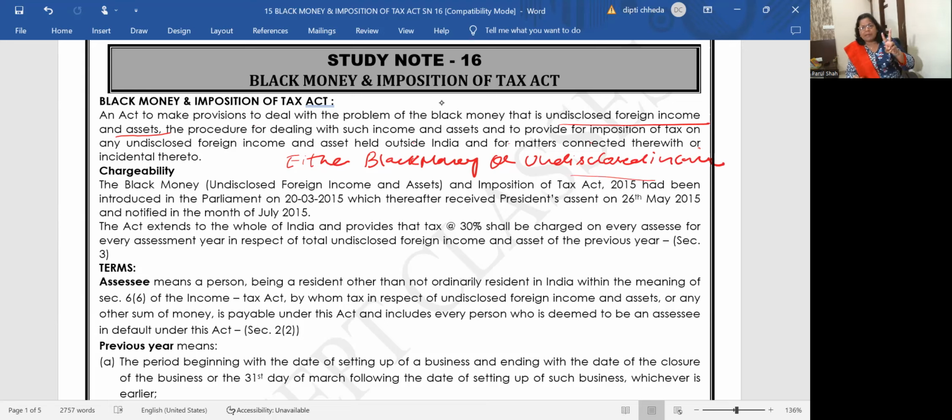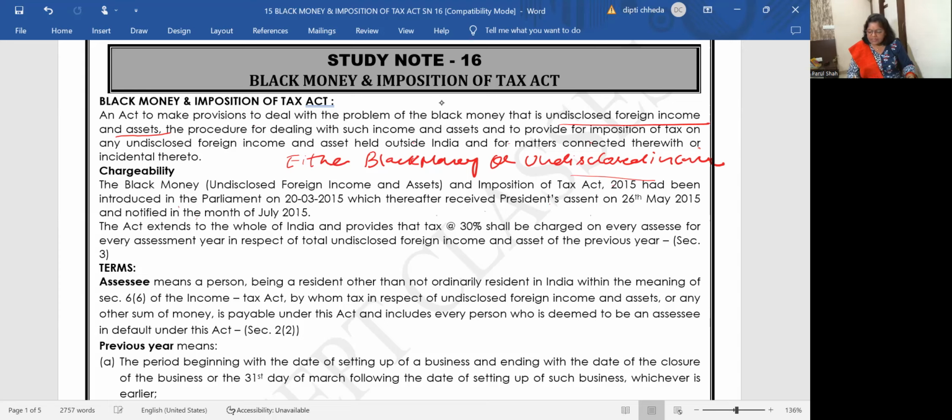You can't tax it doubly. It cannot be that you earn abroad and pay 30% tax under black money, come to India, and then say it was never disclosed in India earlier, so it is underreported income, and pay tax again. No. Either in India, when you have such benami income, it is undisclosed income or misreported income and all that. And outside India, it is called black money.